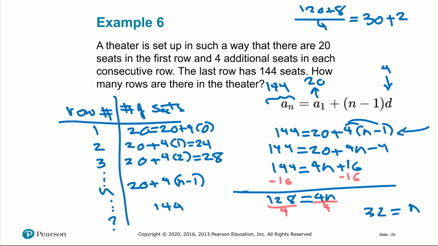So, remember, at the end of these problems, you always want to answer the question. So we can say the theater has 32 rows, like so. All right, so take a look at it and make sure you're comfortable with it. Redo it if necessary, and then join me as we proceed.